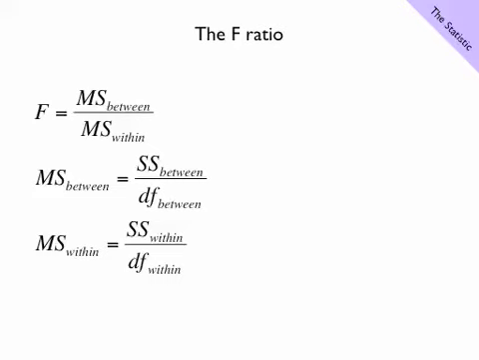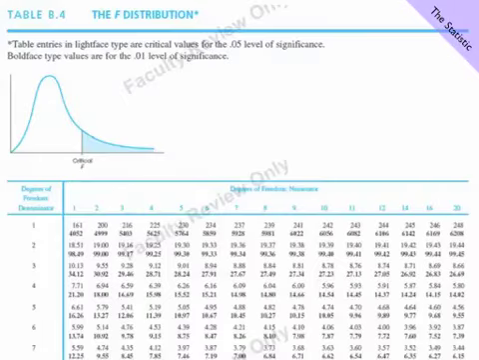The denominator is on the bottom, and that's the within treatments mean square, so we use the within treatments degrees of freedom. We use both of those in this table right here, and again, the entries in light phase type are critical values for the 0.05 level of significance, or alpha equals 0.05, and the bold phase type values are for the 0.01 level of significance.